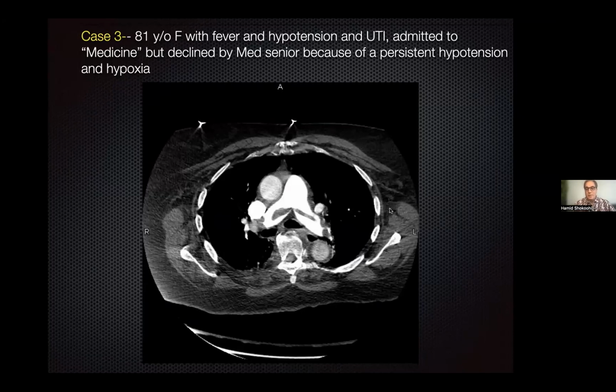As you remember, we said the majority of these cases have multiple reasons for hypotension. Sepsis was correct. The patient has a UTI, but at the same time, what we see here is the saddle pulmonary embolism.